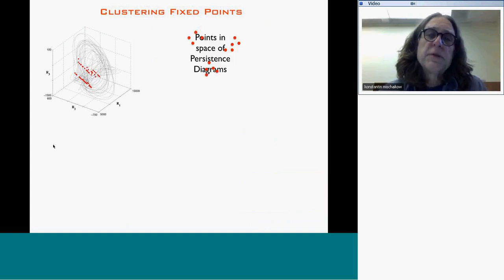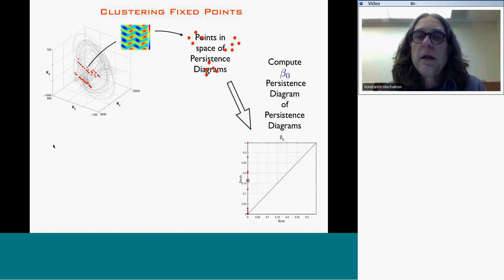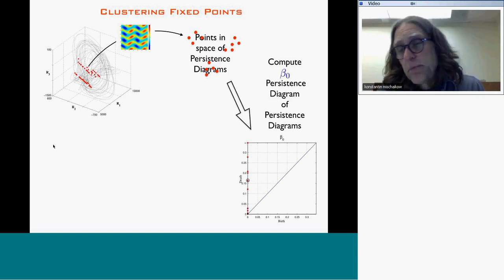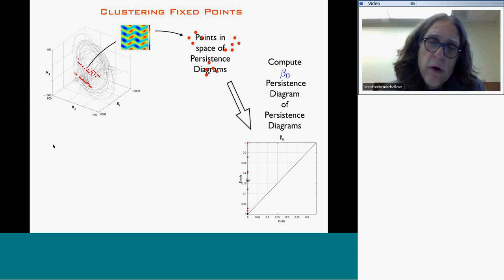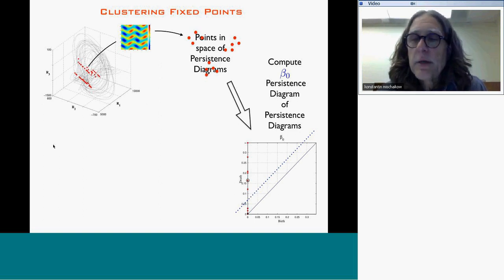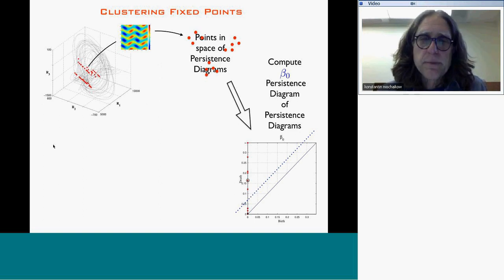So do the clustering of the fixed points. Each fixed point is a pattern. That pattern is a point in the space of persistence diagrams. If I look at the beta zero persistence diagram of those persistence diagrams, this is the beta zero diagram. We don't have a firm statement of this, but roughly speaking, anything below this blue line is really due to numerical error, and so it suggests that there are 7 distinct fixed points that this trajectory comes close to.